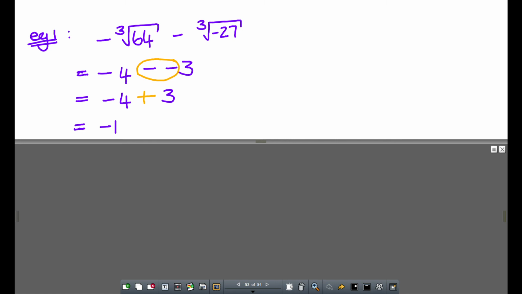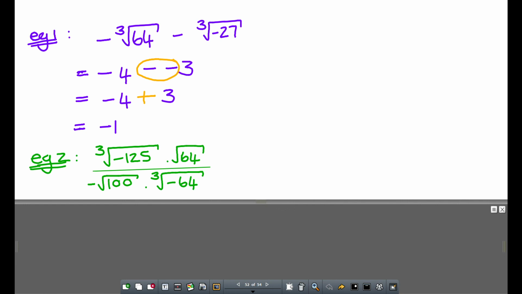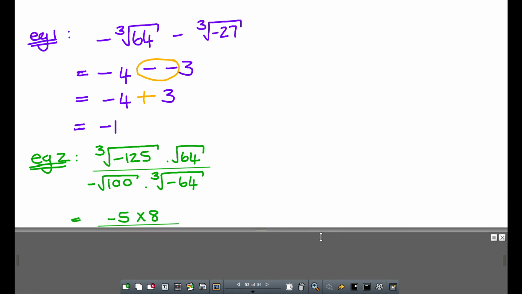The next example. I have a fraction. Cube root of negative 125, times square root of 64, and at the bottom minus square root of 100 times cube root of negative 64. Let's only look at the top. Cube root of negative 125 will give me minus 5 times square root of 64 will give me 8.